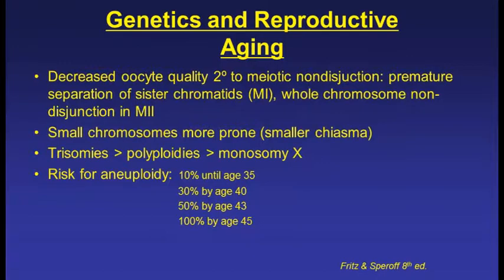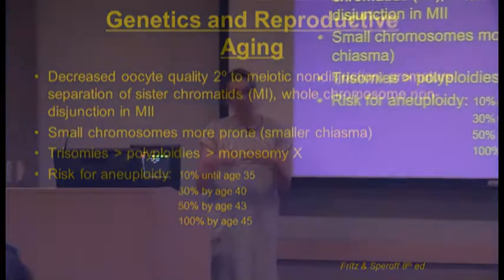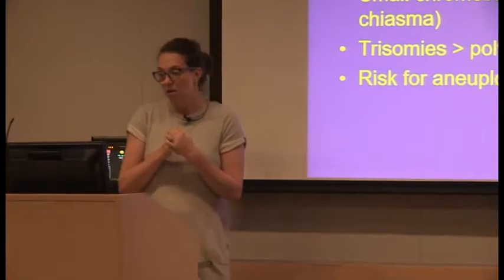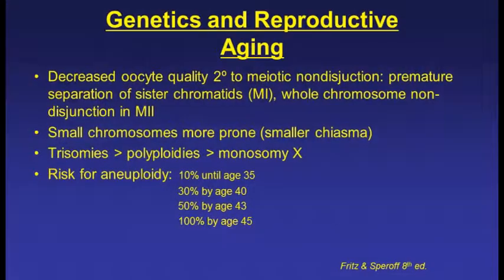If any of you have a friend or colleague or someone in your family with Turner syndrome, most of those patients are very lucky to be alive. Most of those miscarry. So I generally quote the risk of aneuploidy, meaning abnormal chromosomes, in women under the age of 35 is 10%. But by the age of 45, it's 100%. By the age of 43, they have a 50% chance of having aneuploidy.